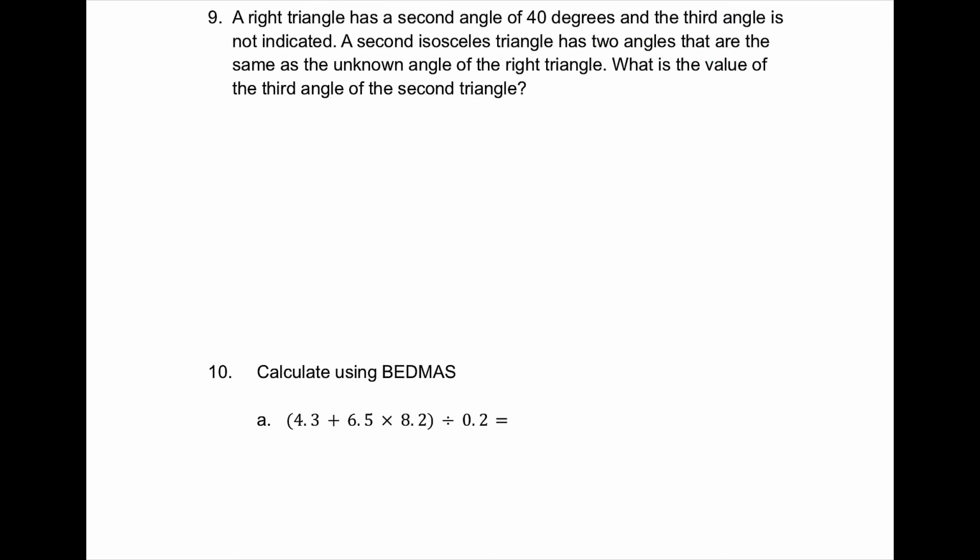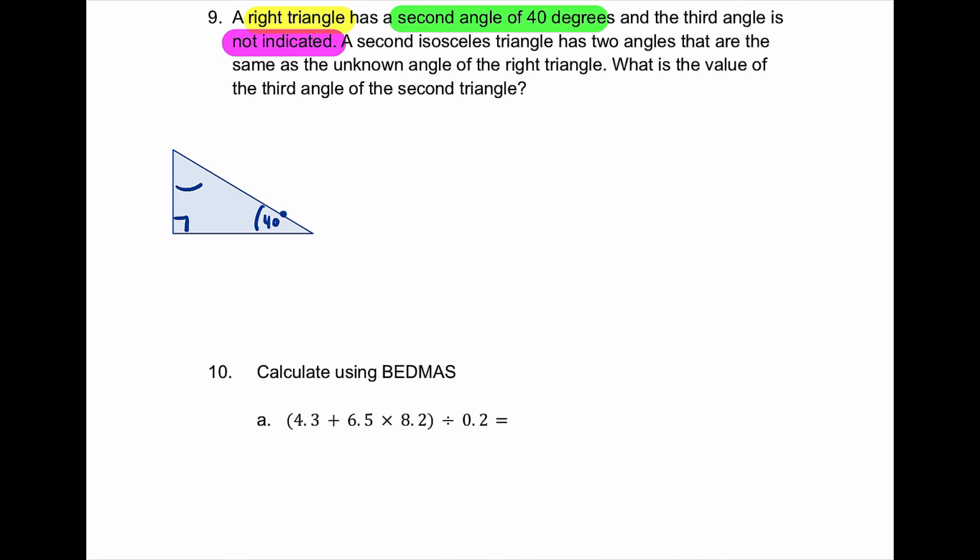Okay, let's take a look at number 9. So it says, again, we've got another right angle triangle. So we know that it has an angle of 90 degrees. And it says right here that one of the other angles, a second angle, is 40 degrees. And what about the third angle? Well, it says it's not indicated, which means it's unknown. So let's draw that to begin with. So I have a right angle triangle. We know that one side is 90. And any of these other sides, doesn't matter which one I choose, it's going to be 40 degrees.